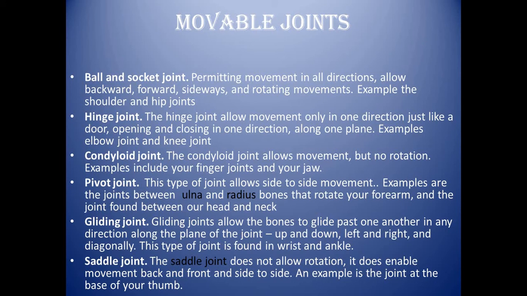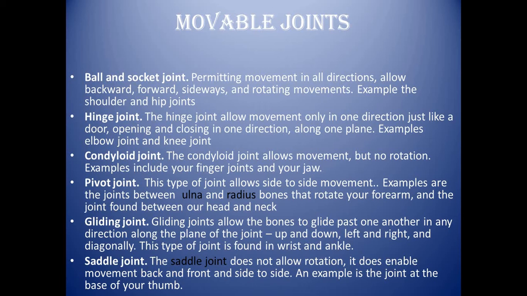Next is movable joints. Ball and socket joints permit movement in all directions, allowing backward, forward, sideways and rotating movements. Examples are the shoulder and hip joints. Hinge joint. The hinge joint allows movement only in one direction, just like a door opening and closing in one direction along the plane. Examples are the elbow joint and knee joint.